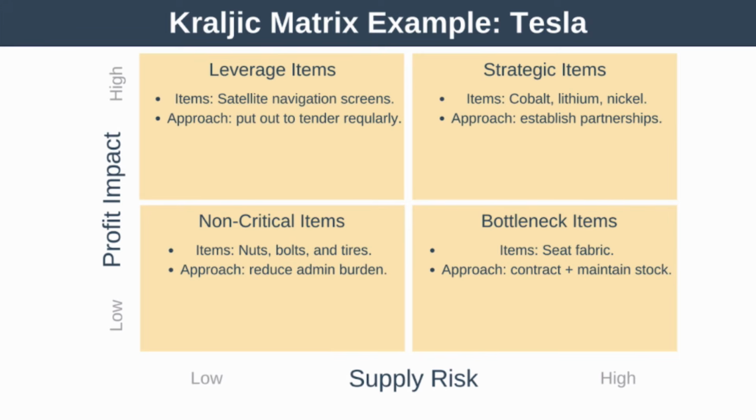Fourthly, we have strategic items. Now, certain rare earth metals such as cobalt, lithium and nickel are critical to EV production, but they're in very short supply globally. So we're going to categorize these items as strategic items. Now, in terms of an approach for handling these items, Tesla should, and in fact Tesla has, partnered with miners to ensure continuity of supply. In effect, they're co-creating these rare earth metals.